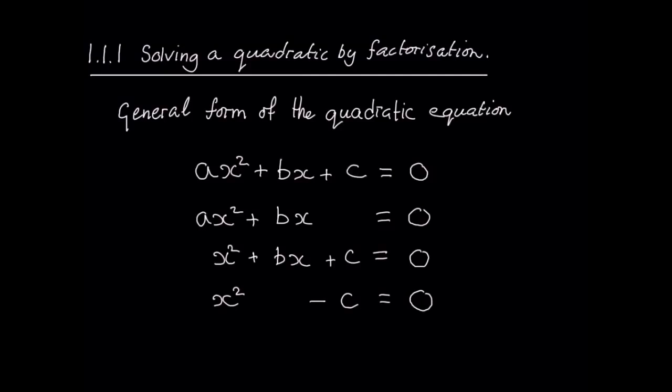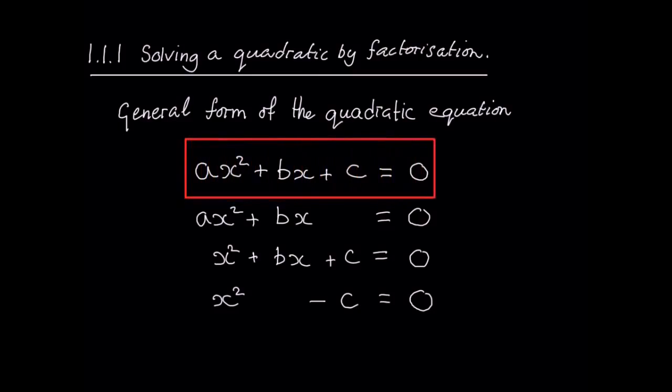In this part of the lecture, you'll learn how to solve quadratic equations by factorization. We'll start by stating the general form of the quadratic equation, which looks like this: ax squared plus bx plus c is equal to 0. A, b and c are called coefficients. They're all constant values. In order for it to be a quadratic equation, there must be an x squared term. If there's no x squared term, it's not a quadratic, it's something else.